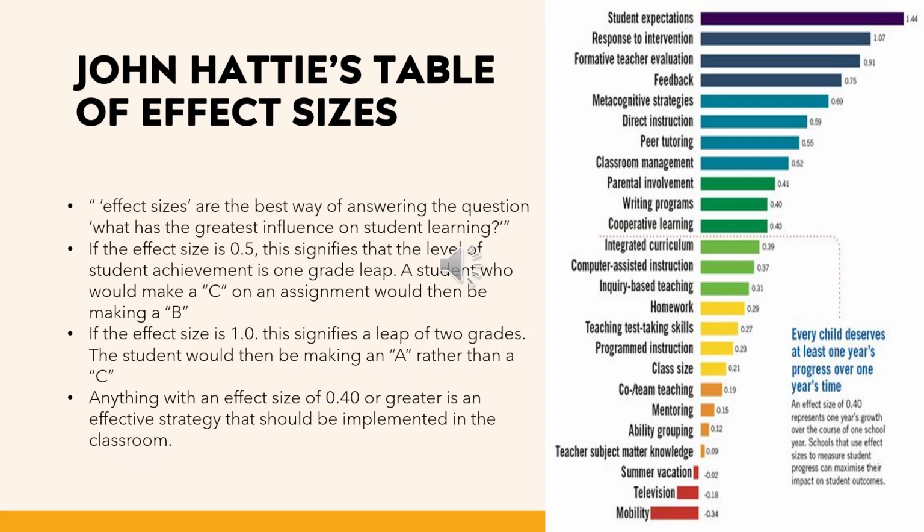So the same student in the experimental group would be making an A rather than a C in the control group. Anything with an effect size of 0.4 or greater is an effective strategy that should be implemented in the classroom. Over on the right, it shows some of the table and their effect sizes, and you can see that some of them are a whole lot higher than the others. Classroom discussion has an effect size of 0.88. So if a classroom has effective communication, that can have a significant impact on a student's grade and their understanding.